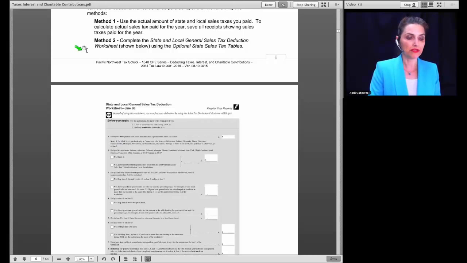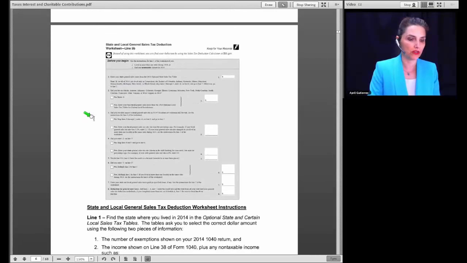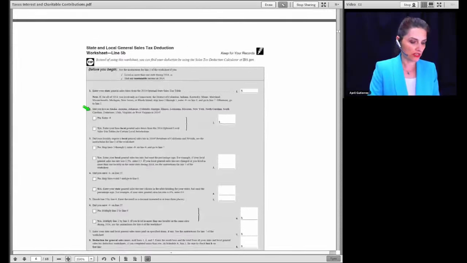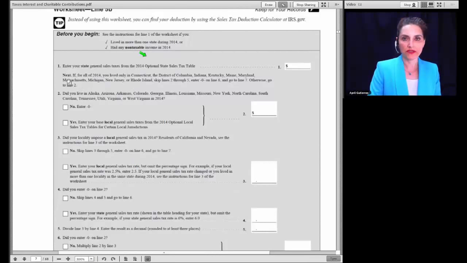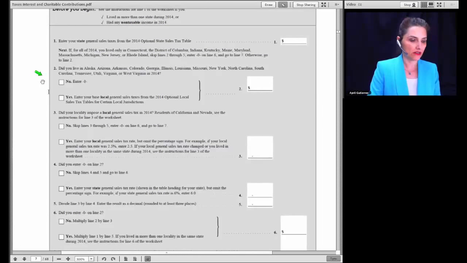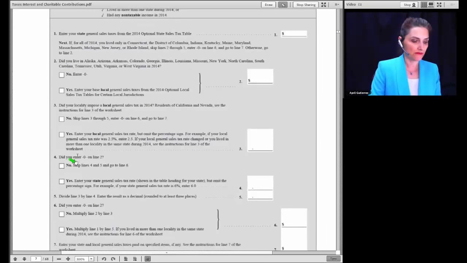And under method number 2, you will complete the state and local general sales tax deduction worksheet, which is shown below. And you will use the optional sales tax tables when you're filling the worksheet out. And you will see that the worksheet says enter your state general sales tax from the 2014 optional tables. So I'm going to show you those in just a minute. And then it asks if you lived in one of the states listed here. And if the answer is yes, you're going to use a general sales tax optional local table. And if the answer is no, you're going to do another computation.